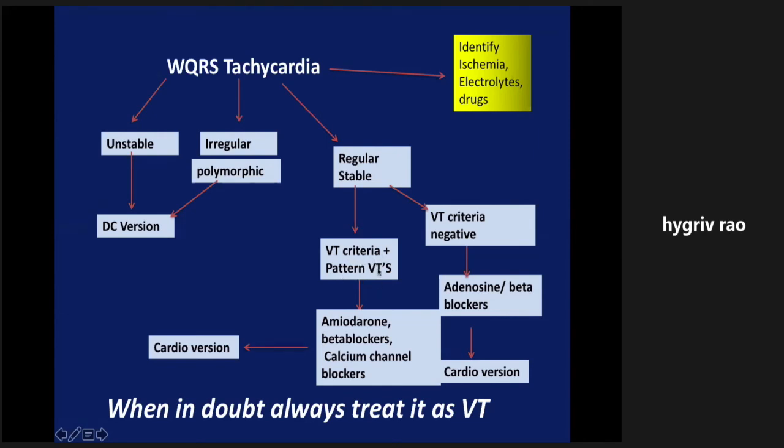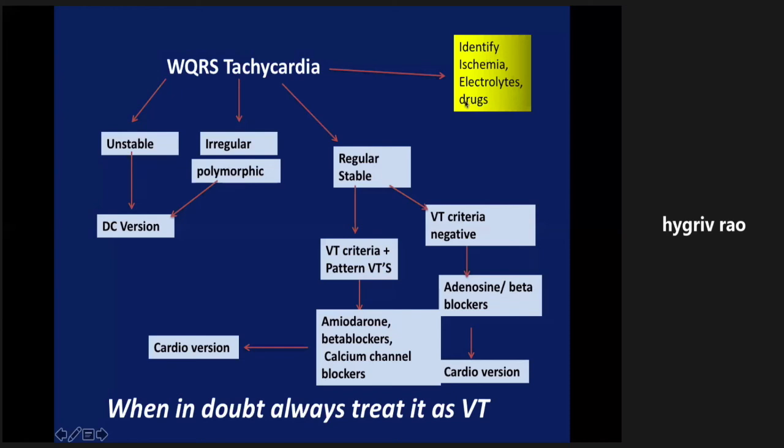And look at the pattern VTs, the pattern recognition VTs. If they're there, then you can try out medications. For pattern recognition VTs, the drugs are either calcium channel blockers or beta blockers, because the VT of an MI is generally treated with beta blockers and amiodarone. If the VT criteria are negative and it's regular and stable, then you try adenosine or a beta blocker, and if they don't work, you can cardiovert. Then you can look at the sinus rhythm ECG and see what it shows. You have all the time in this case.